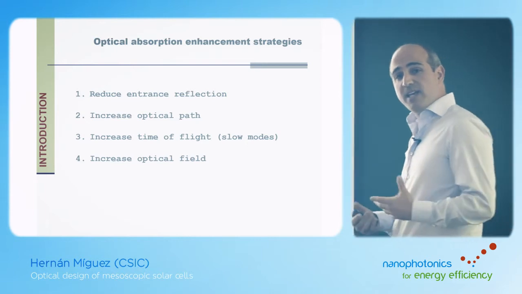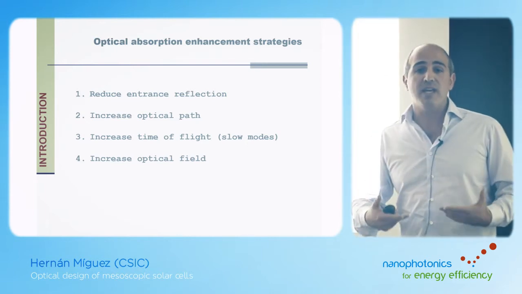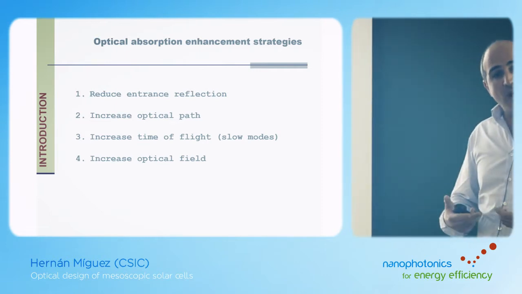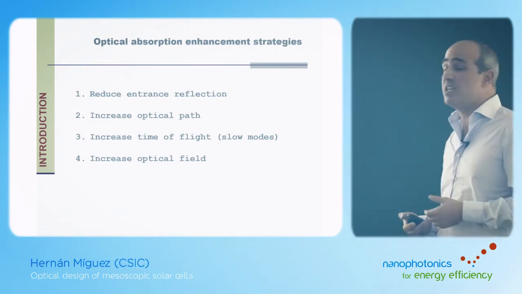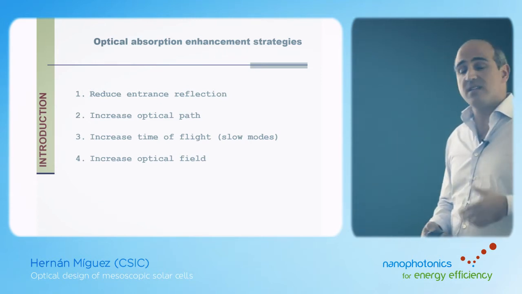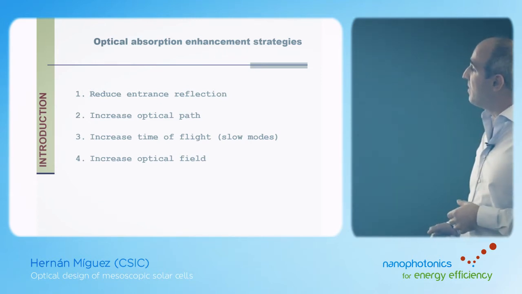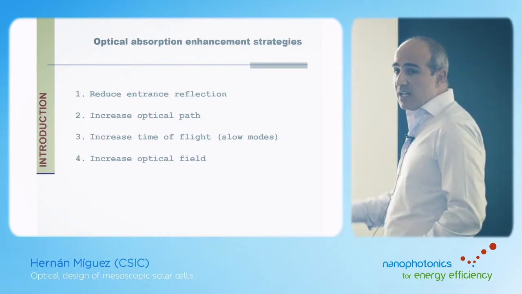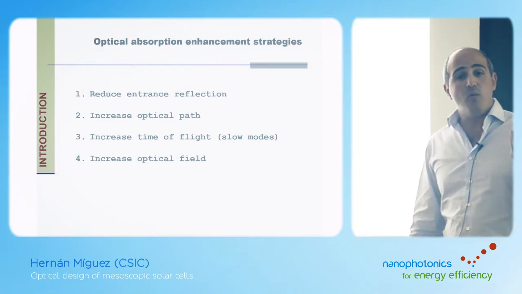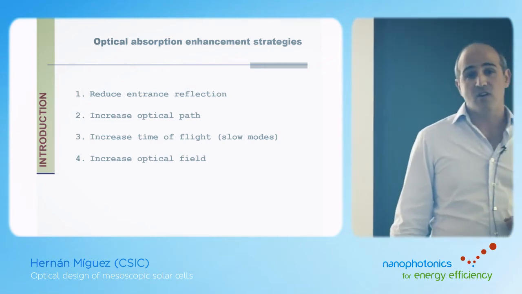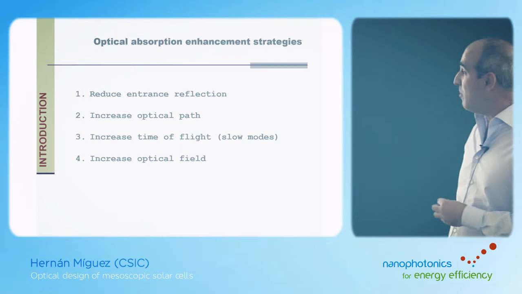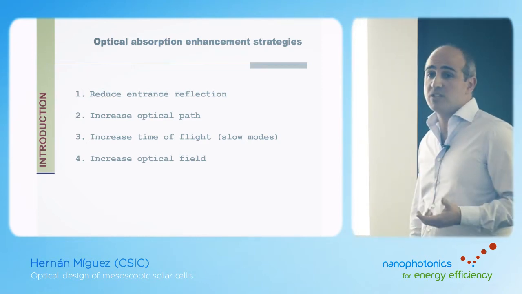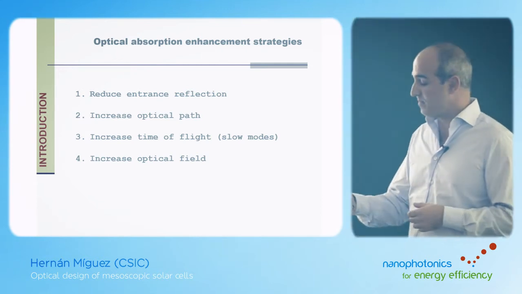Another strategy very related to this one is to increase the time of flight. So maybe I can try to couple my light to very slow modes, so I increase the radiation-matter interaction time, and by this means I can also improve the probability of absorption. And then I can increase the optical field. I can localize light where I want it to be absorbed. And this is obviously the realm of plasmonics, which has been discussed and used a lot in the last years in the field of photovoltaics.